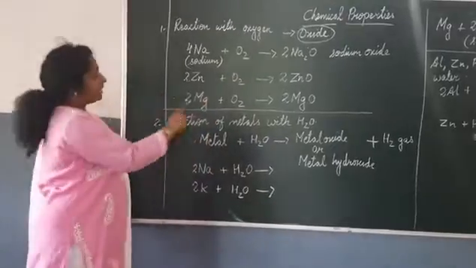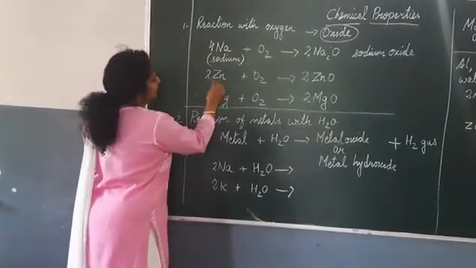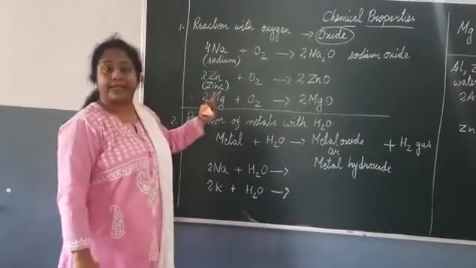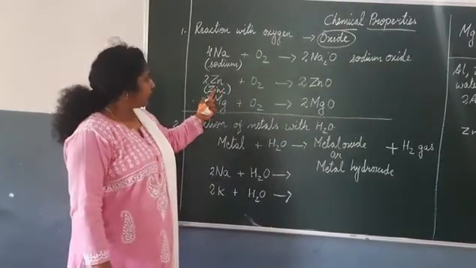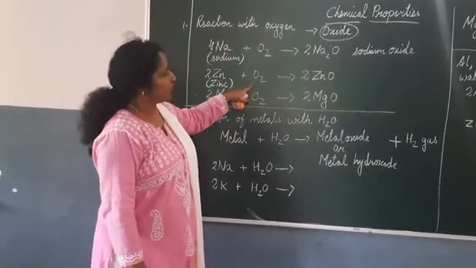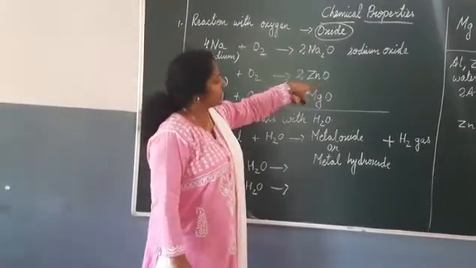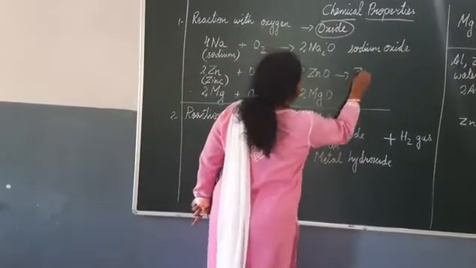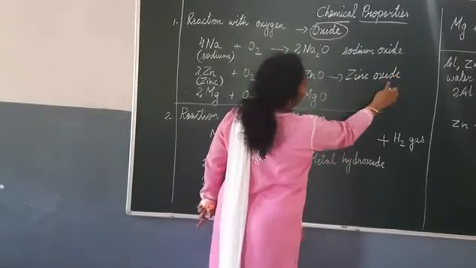In the same way, the next metal we'll take is Zn. What is Zn? Zn is zinc. Children, you have to learn all these names along with the symbols. It's given in your book and you can learn very easily. Clear? So zinc is another metal, and when zinc reacts with oxygen, what will it form? It will form the oxide of that metal, or you can say metal oxide. Zinc oxide. So you see, it is the metal oxide.